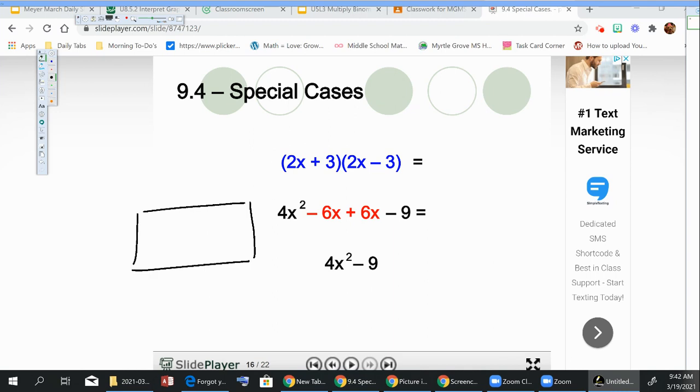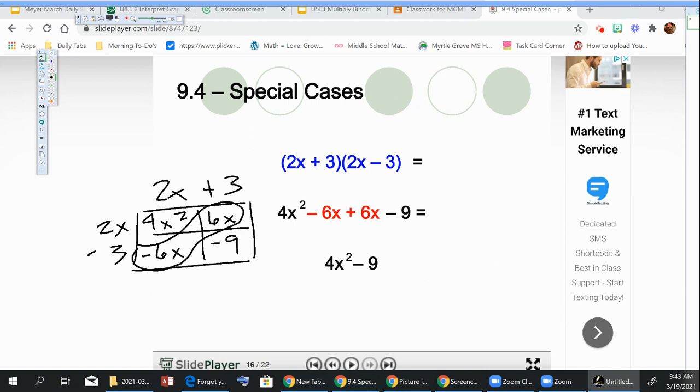So with the area model, if I did 2x plus 3 and 2x minus 3, 2x times 2x is 4x squared. 2x times 3 is 6x. 2x times a negative 3 is negative 6x. Negative 3 times 3 is negative 9. So when you combine these middle terms, you're going to get 4x squared, minus 6x plus 6x is 0. They cancel each other out, minus 9. So in this situation, you have your first term squared, last term squared, and the middles cancel because these two signs are opposites. Everything else is identical. That is the reason why that's a special case.